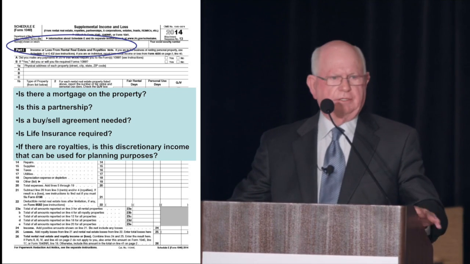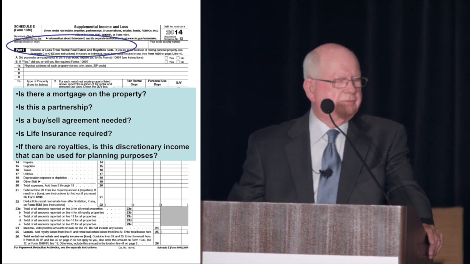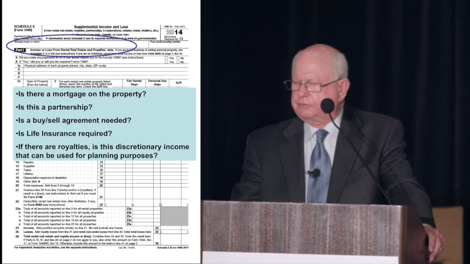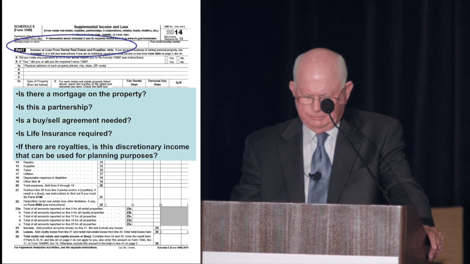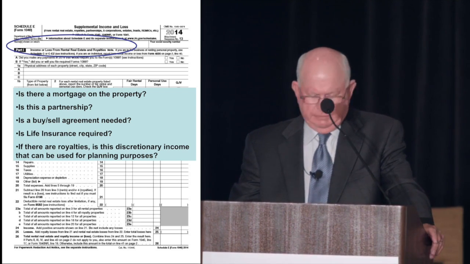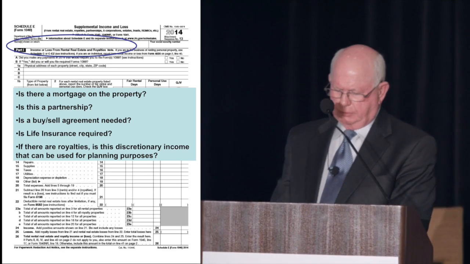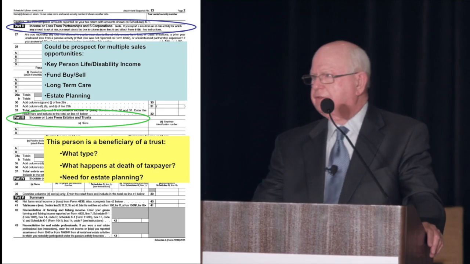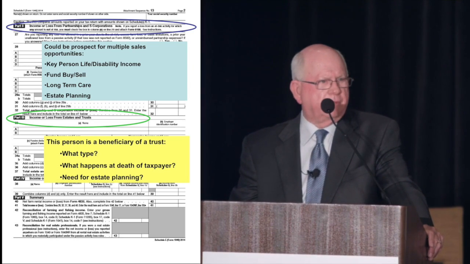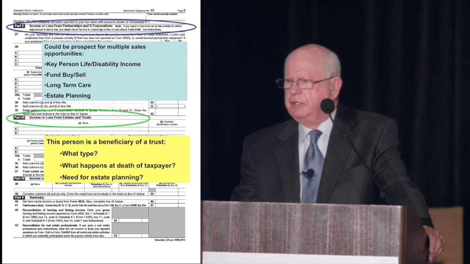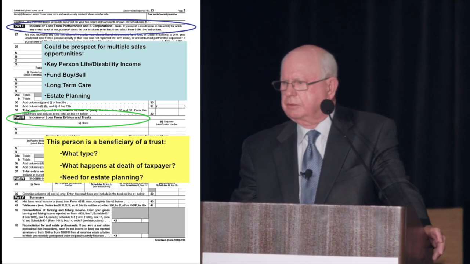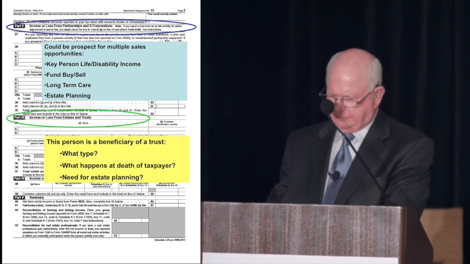If it's royalty income, are these royalties a source of discretionary income that could be used for other planning purposes? And once again, we said if you have a taxpayer, a partner, or shareholder in one of these entities, then there are prospects for multiple sales opportunities, such as key person disability insurance, business continuation, individual disability, long-term care insurance, estate planning, etc.